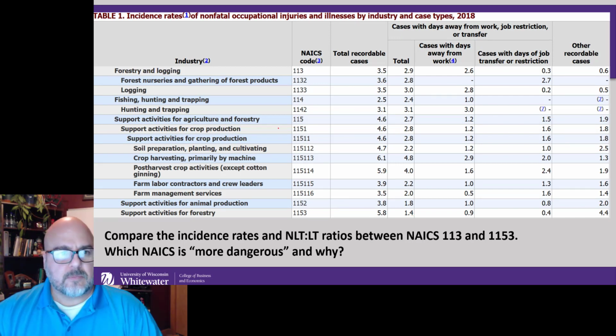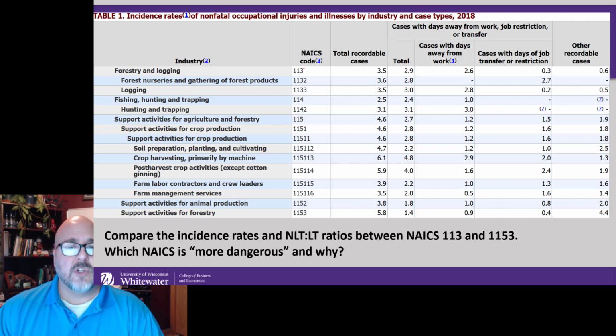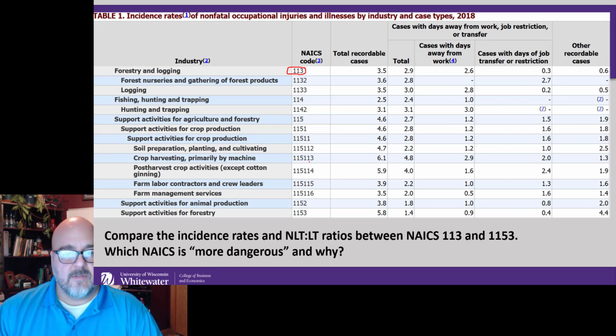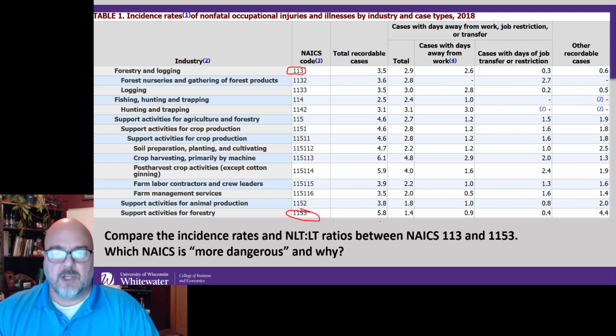Next one. The question is, compare the incidence rates and no lost time ratios for NAICS 113, which is right here, to 1153. 1153 is right here. It's at the bottom. So compare. Which one's more dangerous? Well, let's do the total case incidence rate. So this is 3.5. This is 5.8. So this is greater. The DART is 2.9 to 1.4. This is greater.